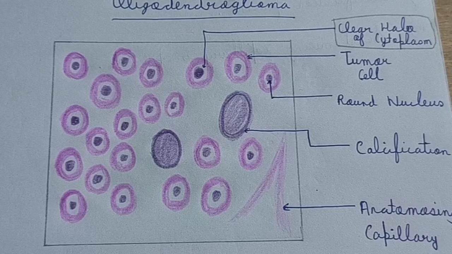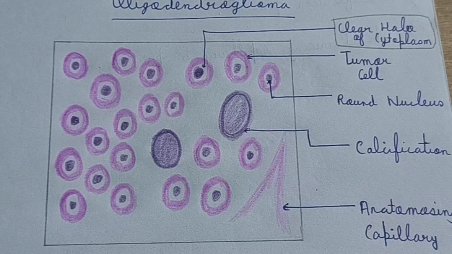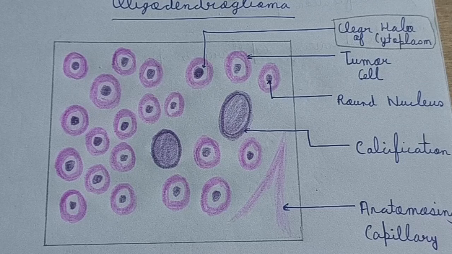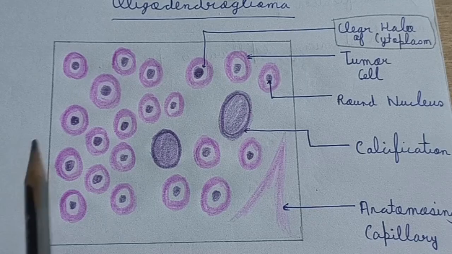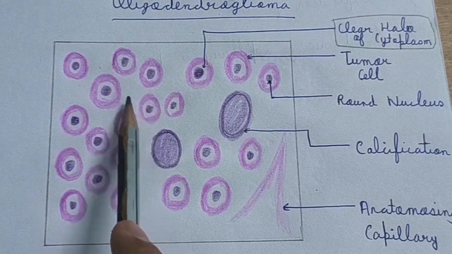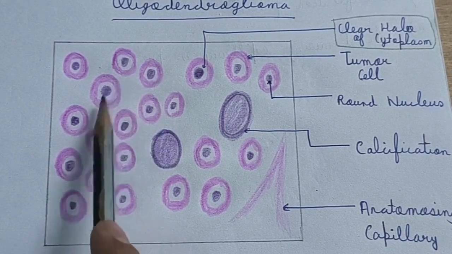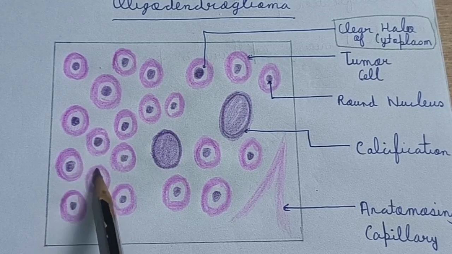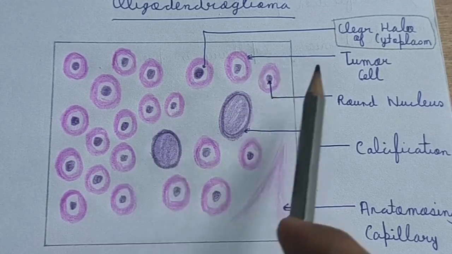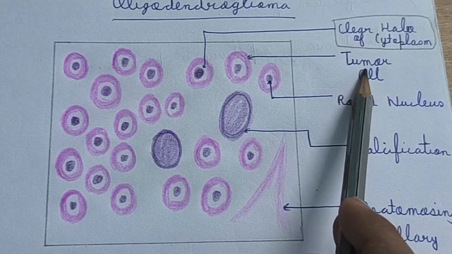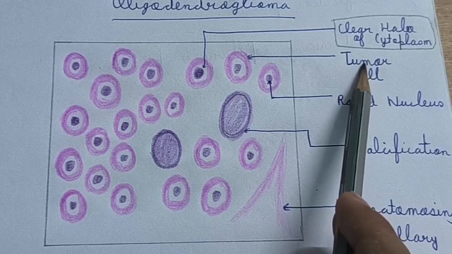So friends, here I am going to explain the histopathology of oligodendroglioma. I am going to explain what structures are present in the histopathology of oligodendroglioma. First of all, you can see that these are the cells. All these are the cells that you are seeing. These are the tumor cells. So that is the first point I have written, the tumor cell.